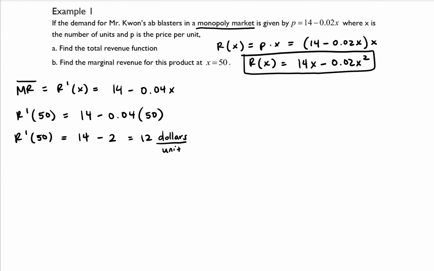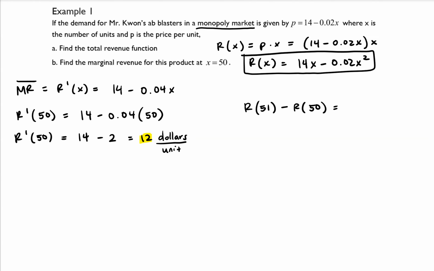And basically what that is saying is that the revenue gained from selling the 51st unit is going to be approximately $12. Now, let's quickly look at what the actual revenue gain from selling the 51st unit is going to be, because remember, the $12 is just an approximation. If we calculate R of 51 minus R of 50, that will tell us how much we actually gained from selling the 51st unit.